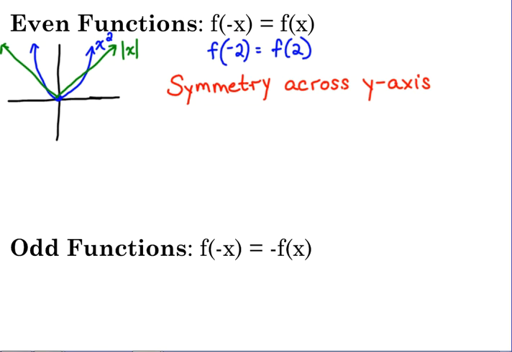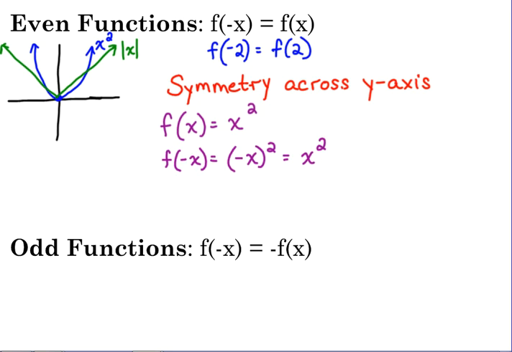When you plug negative x into the function, let me show you algebraically how this works. Let's say my function is f of x equals x squared. If I'm trying to prove that this is an even function, I'm going to plug negative x into that equation. And we know that when we square negative x, that's the same thing as positive x squared. So that equals f of x. F of negative x equals f of x. That's the algebraic side of things for even functions.